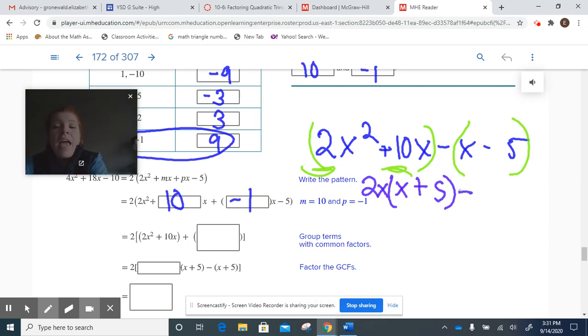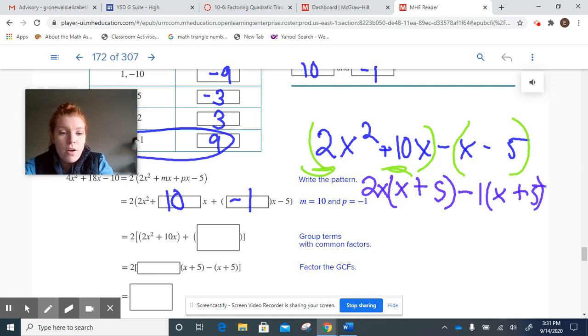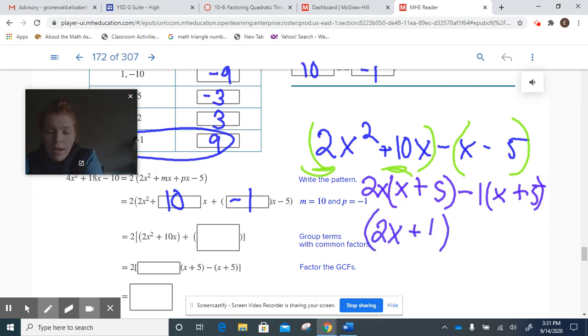Drop down the minus. -x and -5 have nothing in common at all. So I'm going to put a -1 there. They do still have a 1 in common. And then I divide it out. So -x divided by -1 creates a positive x. -5 divided by -1 makes a 5. And remember, with grouping, you want the parentheses pieces to match. Very important. So now we have 2x plus 1 as one of our pieces, and then x plus 5.